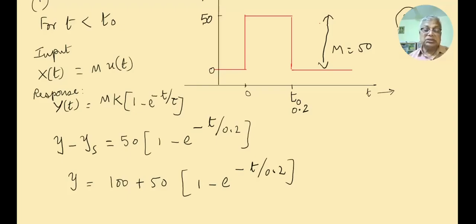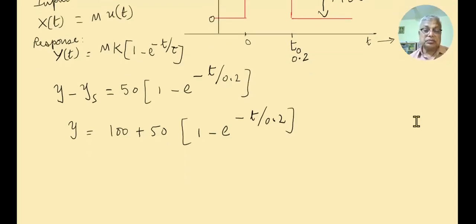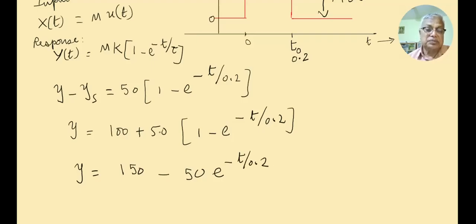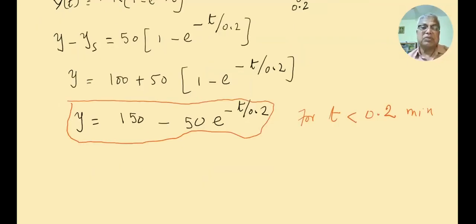So if you simplify this, y equal to 150 minus 50 e power minus t by 0.2. So this is the response equation. This is the equation for t less than 0.2 minute. This is the thermometer reading for t less than 0.2 minutes.